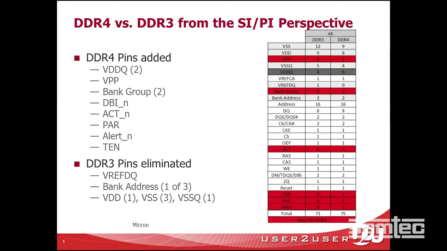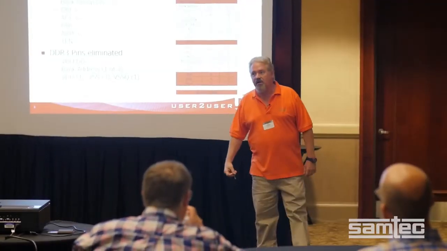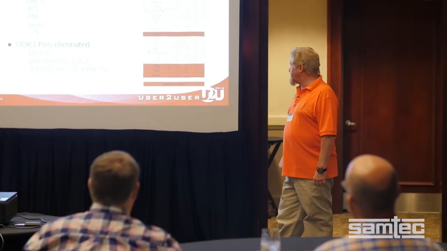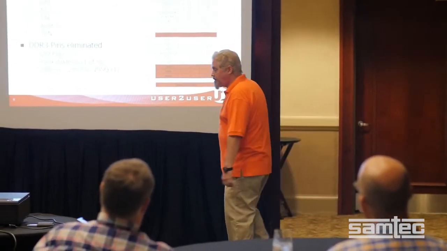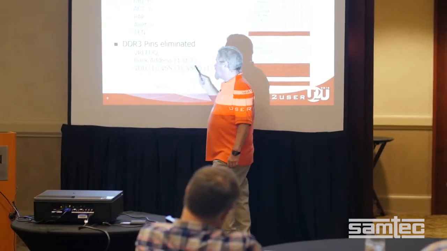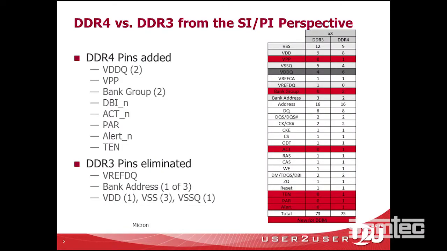Test enable, parity, alert if you get an error on your CRC, some of those things. I haven't seen a lot of controllers even play with this yet. I think that will change as the controllers get a little more sophisticated and get used to doing it. But they took away a lot of the pins, especially the bank addresses. So the difference between the two was not a big change. None of the packages changed, nothing of that. They just added some more.